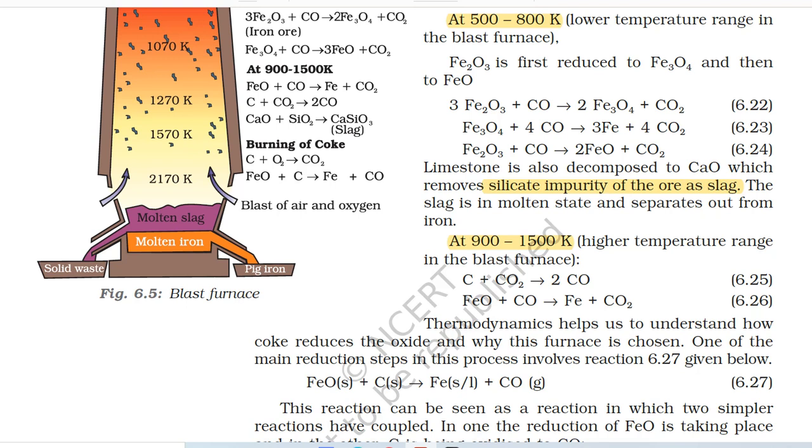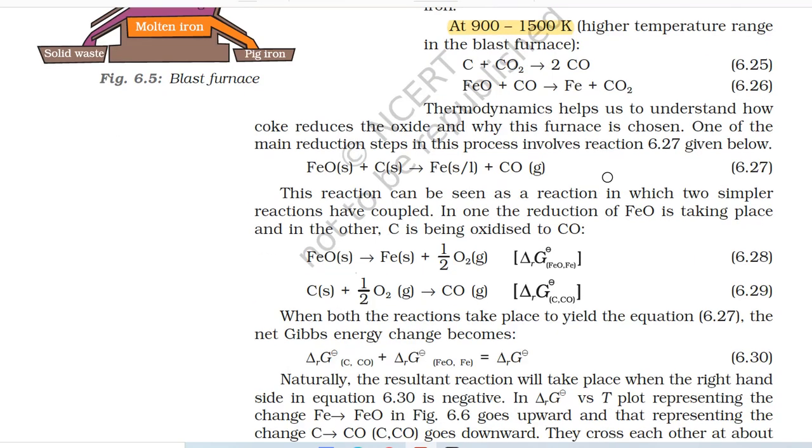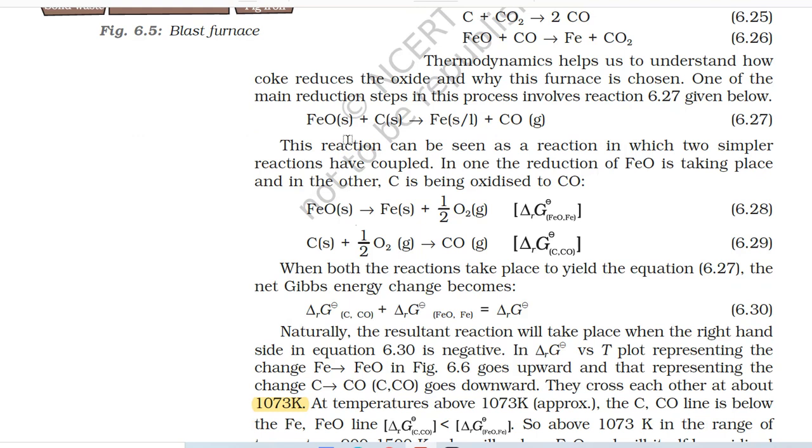One of the main reduction steps in this process involves reaction 6.27 given below. FeO in solid phase plus carbon in solid phase gives Fe in solid or liquid phase plus carbon monoxide in gaseous phase. This reaction can be seen as a reaction in which two simpler reactions have coupled. In one, the reduction of FeO is taking place, and in the other, carbon is being oxidized to carbon monoxide.